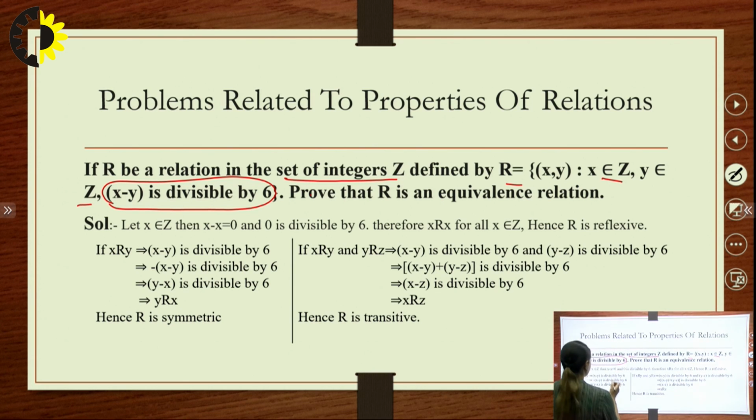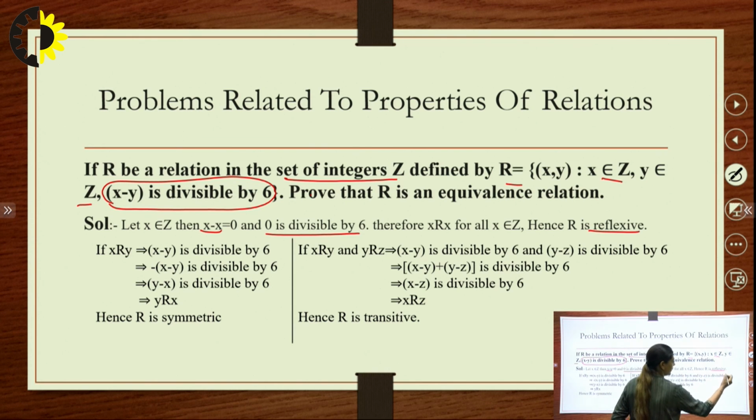Now x minus x, right? A number is related to the number itself. So we will take x minus x is equal to 0. 0 is always divisible by any number, right? So 0 is divisible by 6. So it is reflexive.